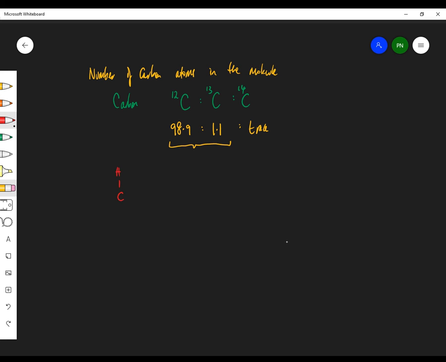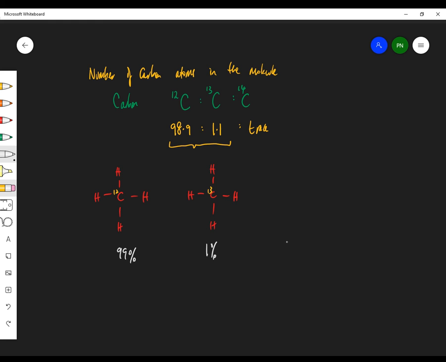If I've got a methane molecule and I've got another methane molecule, the one on the left is carbon 12, and the one on the right is carbon 13. Both of these molecules exist, they're hanging around, but I'm going to call it 99 for now. 99% of methane is going to be this type, and 1% is going to be this type, about.